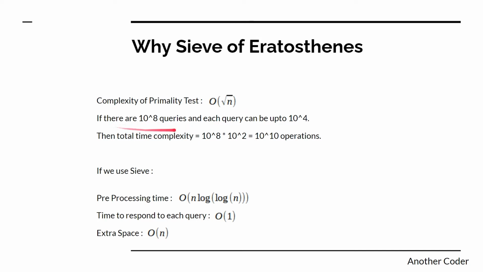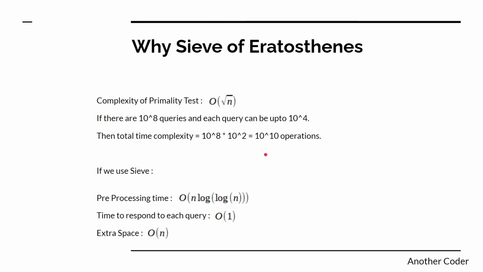For example, if you have 10 raised to the power 8 queries, and in each query n can be up to 10 raised to the power 4, then the total number of operations required to answer all the queries would be 10 raised to the power 10 operations. And how do we get this number? We just multiply the number of queries by square root of n. Here n is equal to 10 raised to the power 4, so we multiply 10 raised to the power 8 with 10 raised to the power 2. So the total number of operations required will be 10 raised to the power 10.